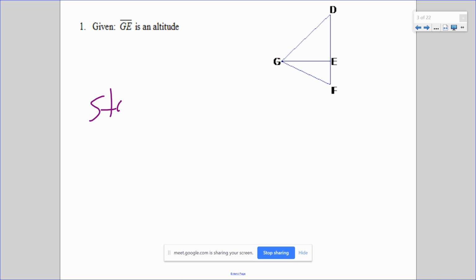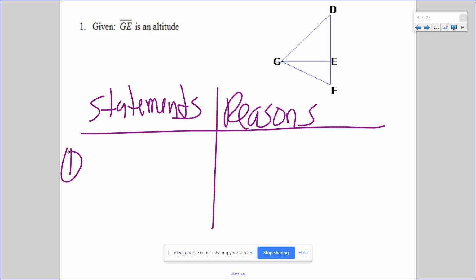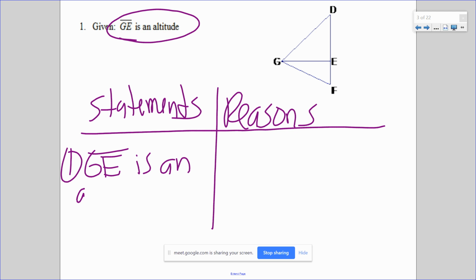I'm going to write statements, reasons. The first statement is going to always be the given. The given in this example is GE is an altitude. The first reason is given. So out of the 2 steps to this, the first one is always the given and the reason is given.